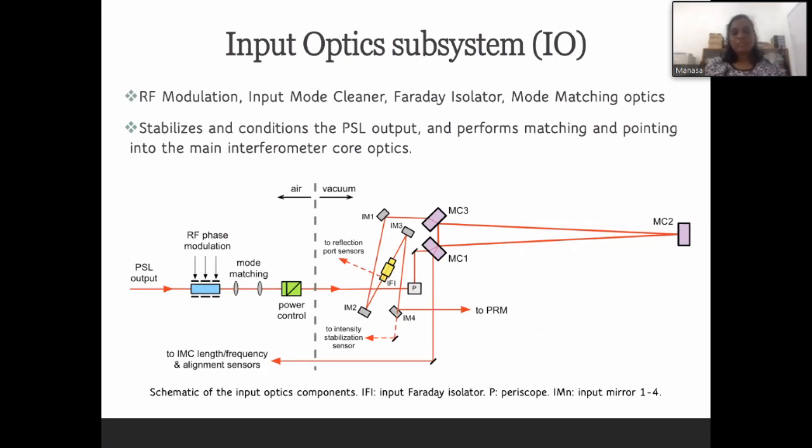And this is still not the interferometer. It still works as a conditioning subsystem before the light enters the interferometer. So in here, the main component is the input mode cleaner. As you can see here, the MC1, MC2, and MC3 form the triangular cavity for the input mode cleaner. And the input mode cleaner itself is actually kept in vacuum, and the optics are suspended. This itself provides better stabilization of the PSL output in terms of frequency and intensity. Apart from that, the other component in the input optics subsystem is the Faraday isolator that keeps the spurious light from entering back into the laser, and also serves as a sensor port for looking at the reflected signal from the interferometer.